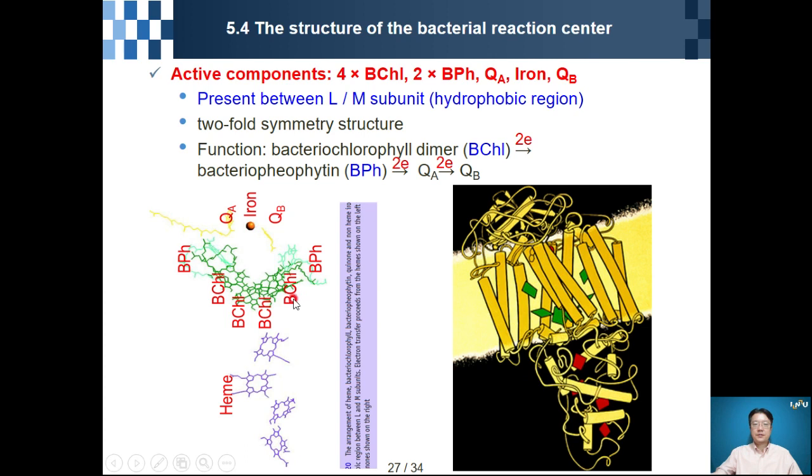And also the active component has a two-fold symmetry structure. Okay, the main function is to transfer electrons from the bacterial chlorophyll dimer to the bacterial pheophytin, and also QA and QB. So this is the main function of the active component, which is present between the L and M subunit.